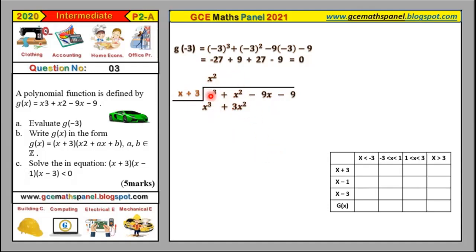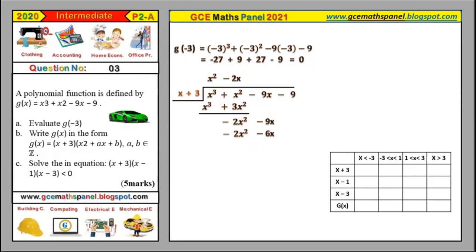We now subtract. We subtract this from x cubed plus x squared. So when we subtract, we have x cubed minus x cubed, that will give us 0. And x squared minus 3x squared will give us minus 2x squared. We bring down this minus 9. Now this number here, minus 2x squared divided by this x here, will give us minus 2x. This minus 2x times x will give us minus 2x squared. Minus 2x times plus 3 will give us minus 6.